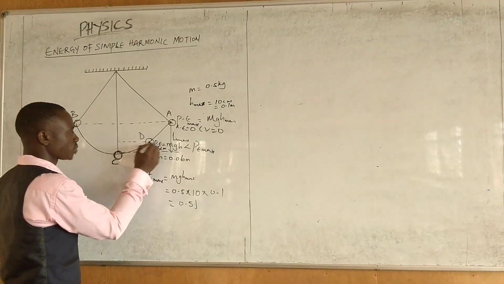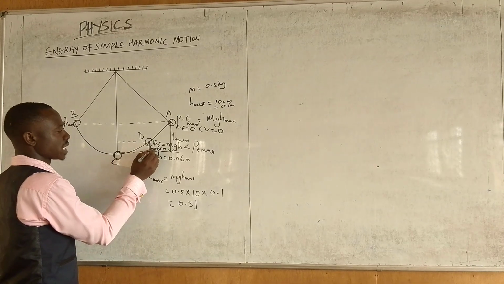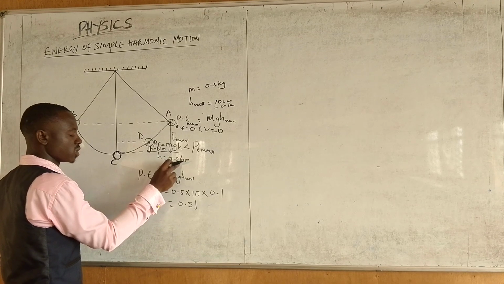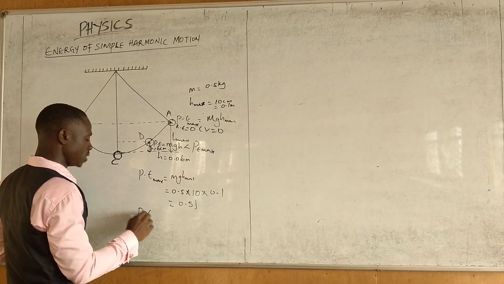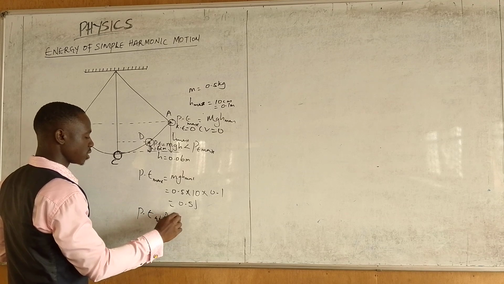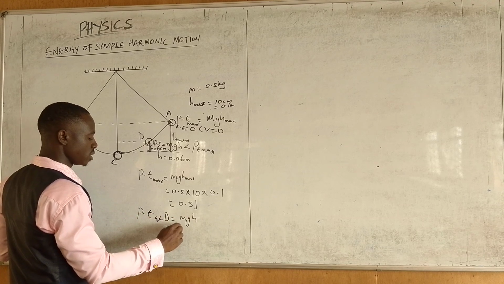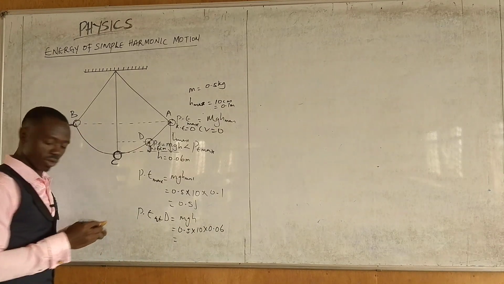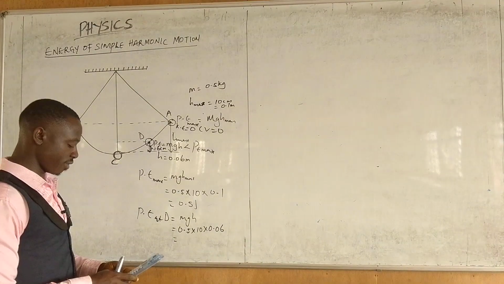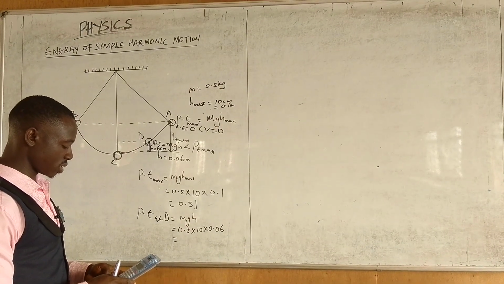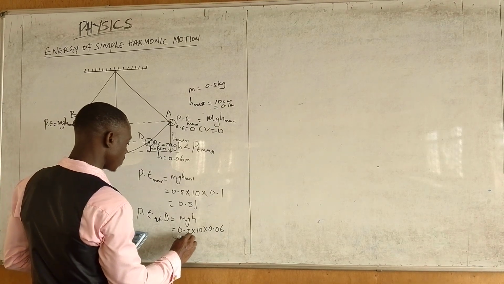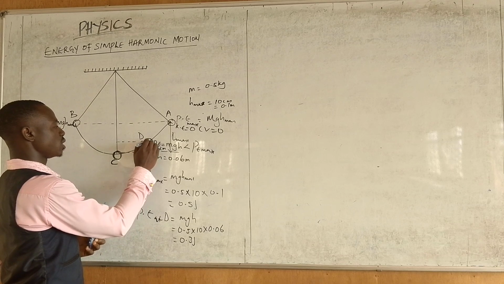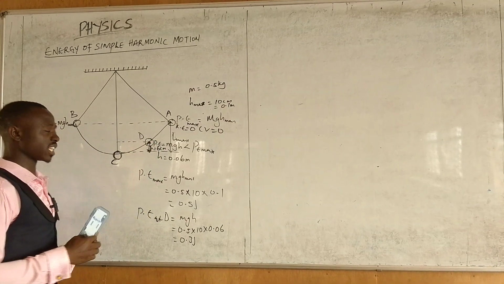Now at point D, what is our height from the ground? It is 0.06. Now let's calculate the PE there. PE at D will be equal to mgh. What's my mass? 0.5. What's G? 10. What's H? 0.06. So 0.5 times 10 times 0.06. That's 0.3 joule. So the PE here is 0.3 joule.